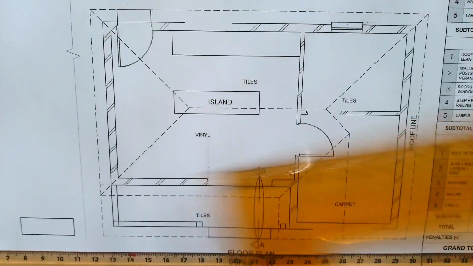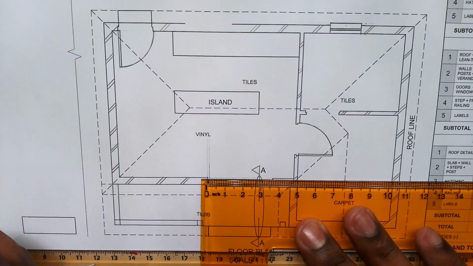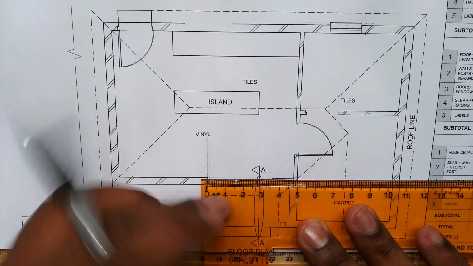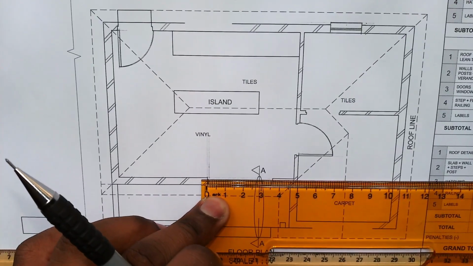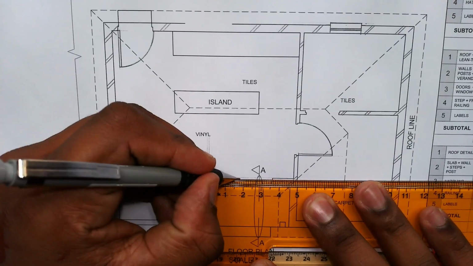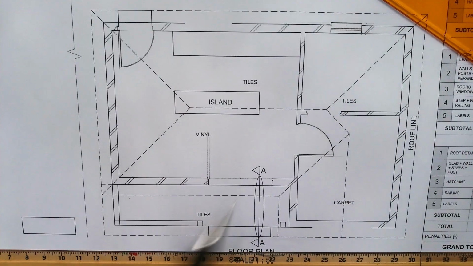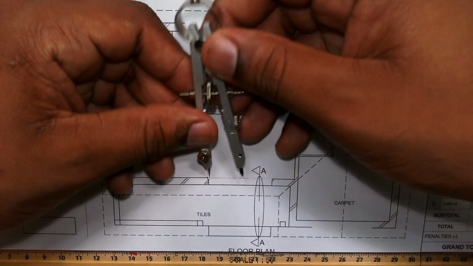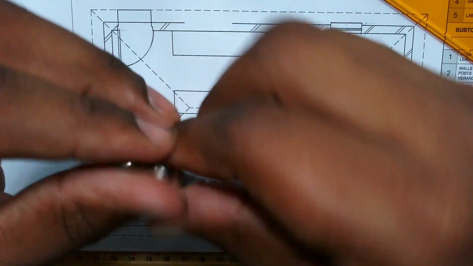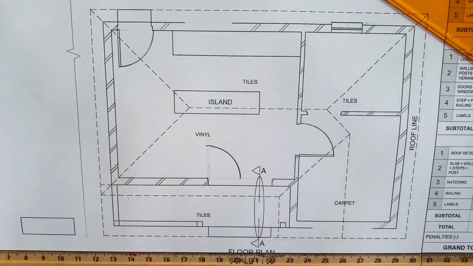Before that, I have to get the center point, the midpoint. So I'll just measure the length of this opening. It's 36, so I have to divide this by 2. 36 divided by 2, it's 18. So I'll just mark there a point. So this is the midpoint. I'll put my compass there at the midpoint, and then obviously I'll just draw the door swing there, just like that.